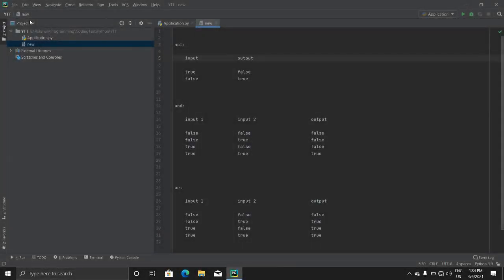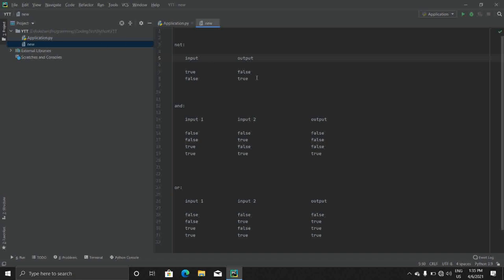Hello guys, in this video I am going to teach you about Boolean operators and Bitwise operators. First let's talk about Boolean operators. When we are working with Boolean operators, we use two values and three Boolean operators. The two values are true and false. Those three Boolean operators are the not operator, the and operator, and the or operator. In this file you can see the behavior of those three Boolean operators.